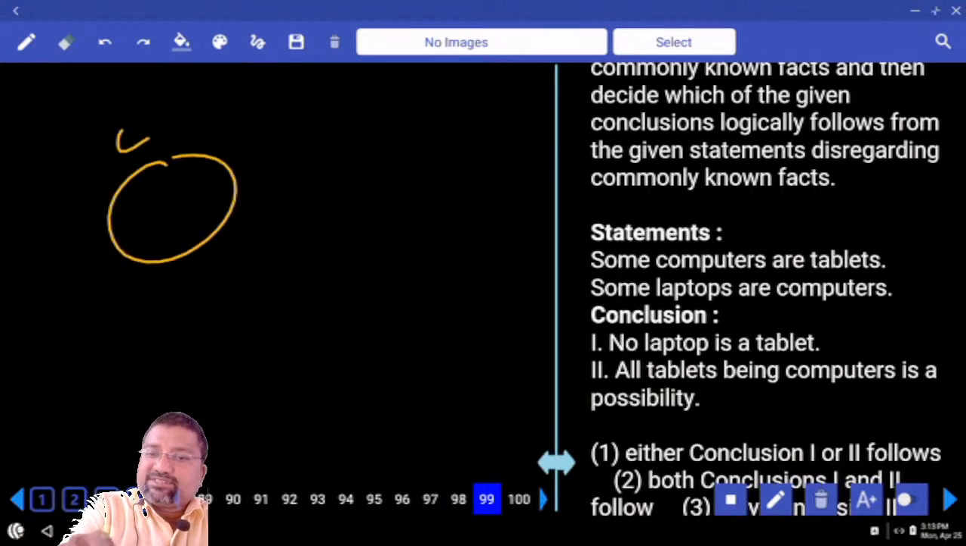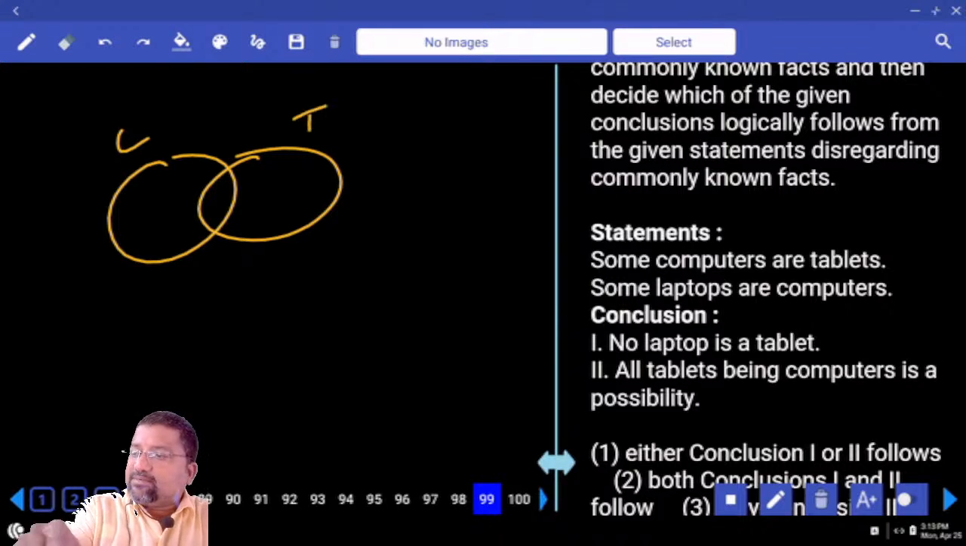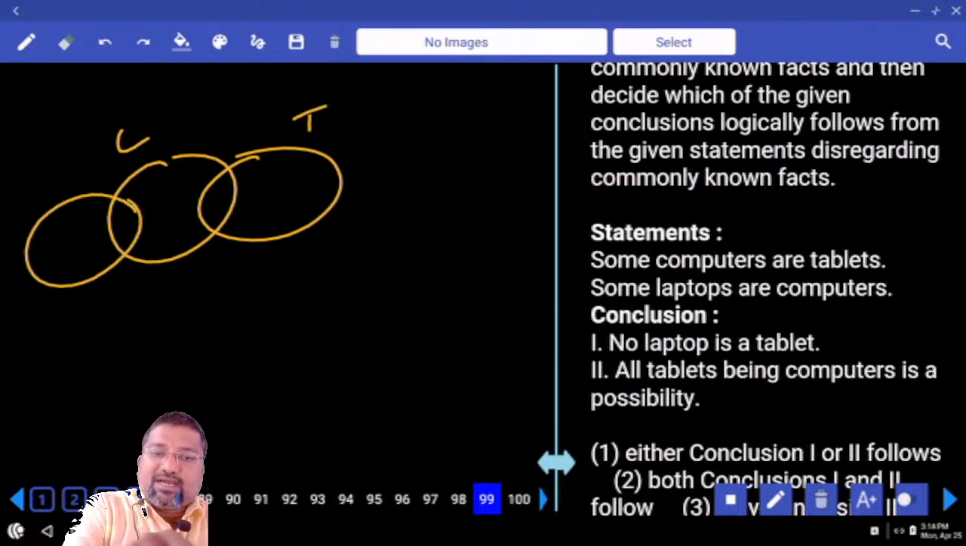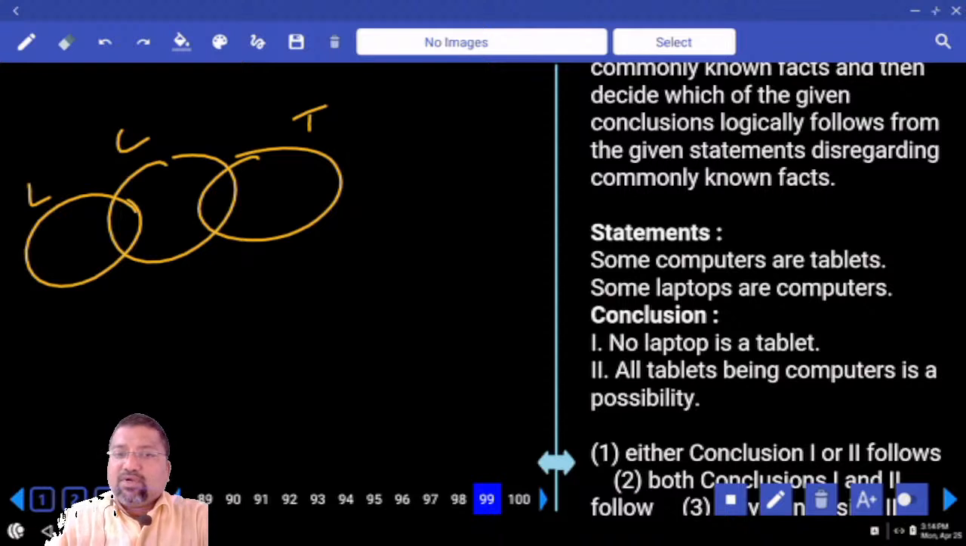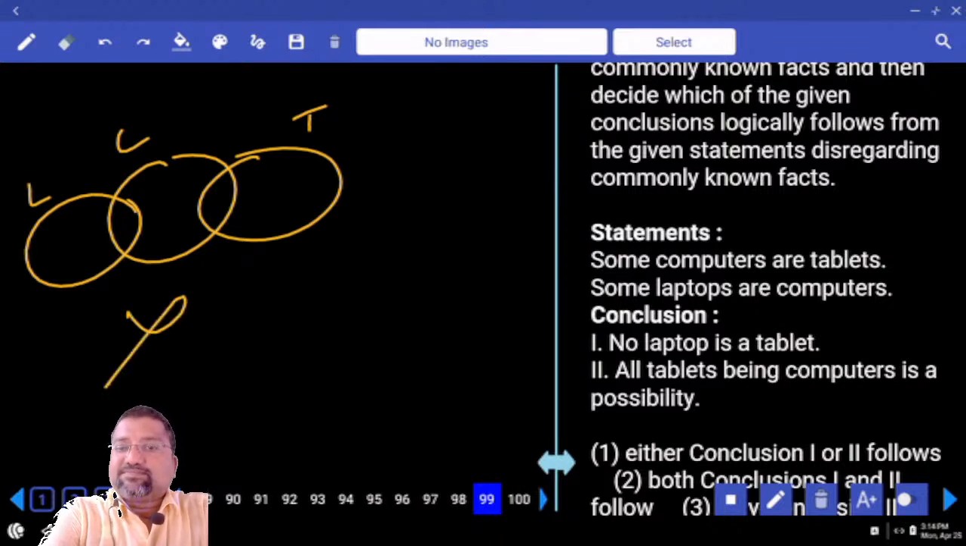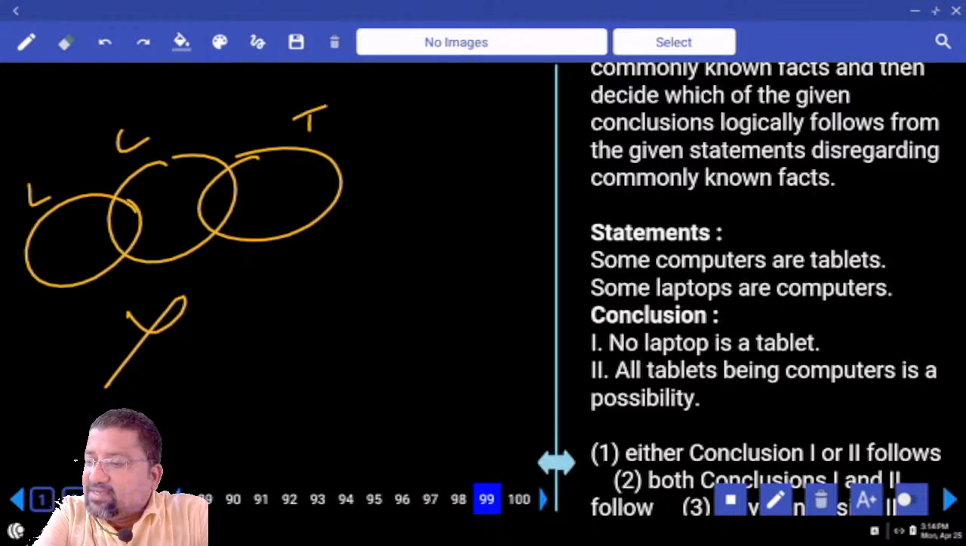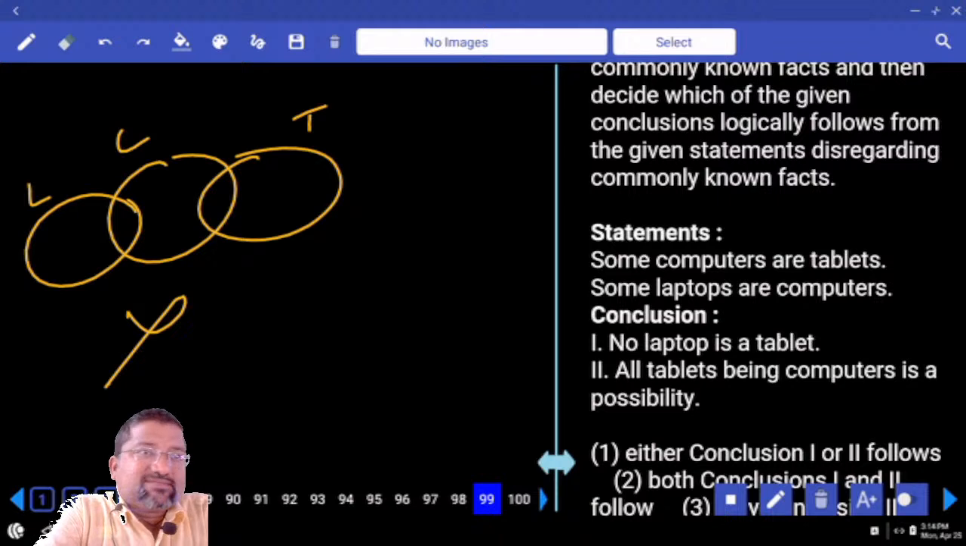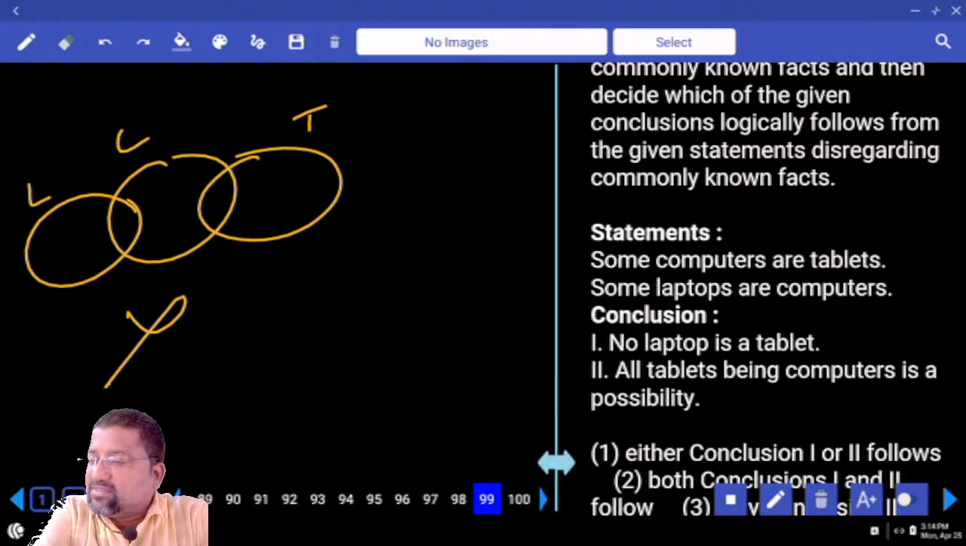Some computers are tablets. Some laptops are computers. No laptop is a computer. All the statements positive. Any negative conclusion? Sir, no laptop is tablet. Sorry, no laptop is tablet. All the statements are positive, so after any conclusion, any negative conclusion will automatically become false.